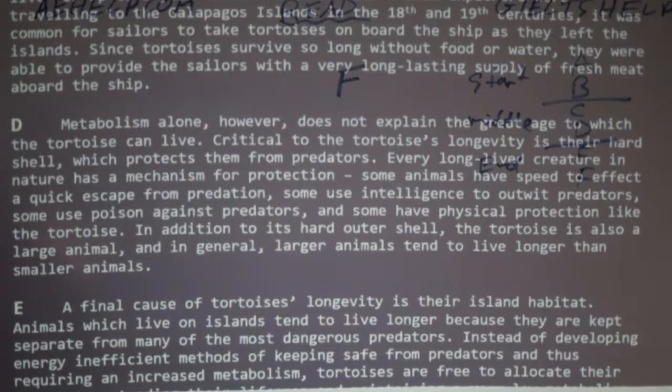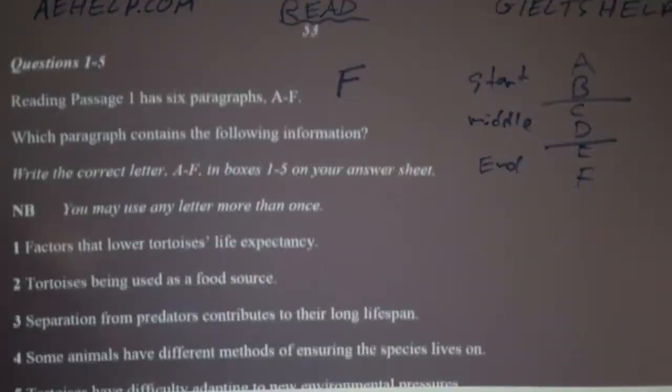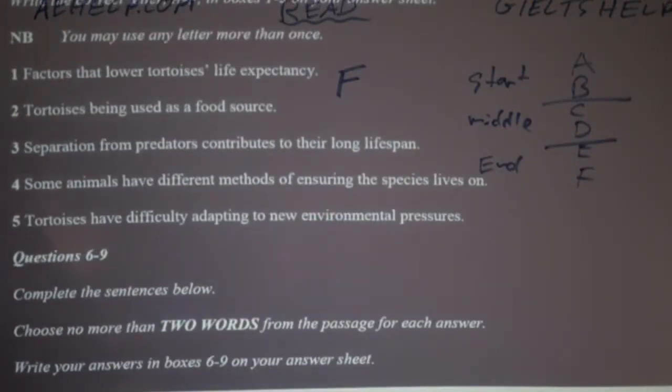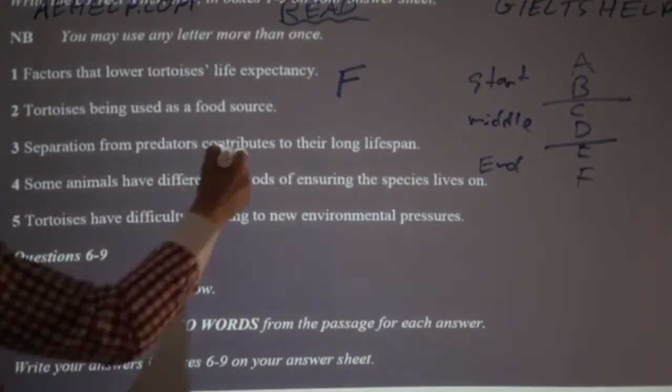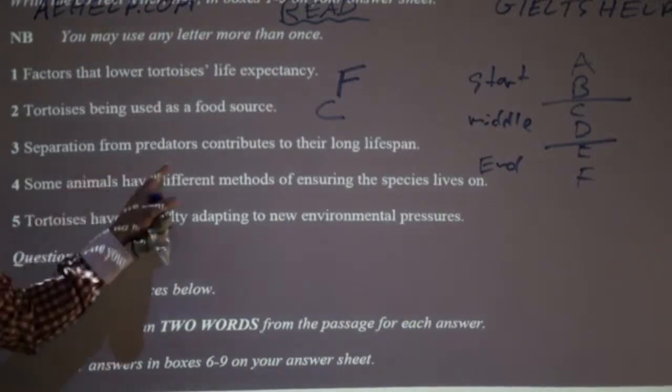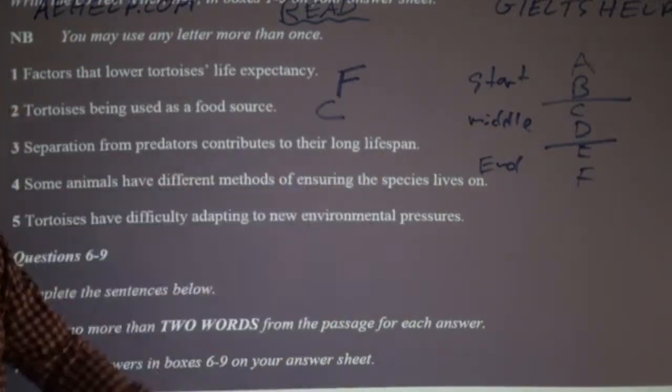All right, so very clearly, the answer here then is C, okay? Number 3, separation from predators contributes to their long lifespan.